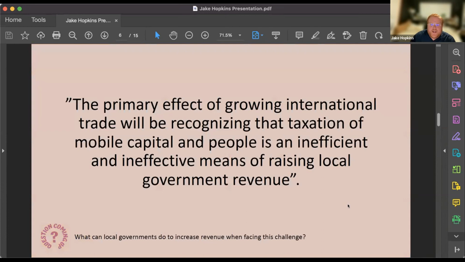So with the growth of international trade, it will be a really inefficient and ineffective means of raising local government revenue. But what do you think, as future public administrators working in local, state or county governments, that we can do to increase revenue when facing these challenges? What are some things that you believe would be effective? I've come up with two that we're going to talk about, but I'm interested to see if anyone else has thought of these same things or have seen things in the agencies they work for.